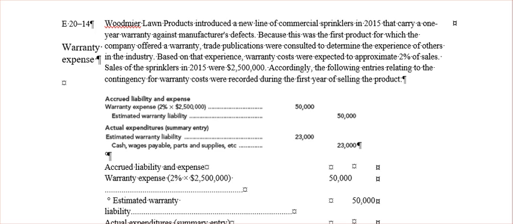Woodmere introduced a new line of sprinklers with a 1-year warranty. Because this product was offered with a warranty, trade publications were consulted to determine the experience of others. They expected warranty costs to be 2% of sales, but then in late 2016, they figured out that there was a problem and it should be 3%. And that's what you actually see in front of you.